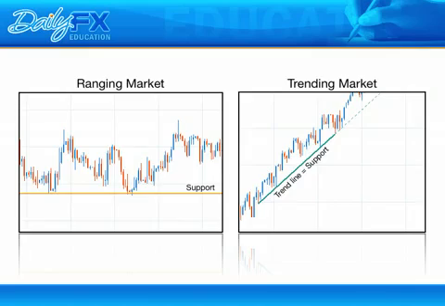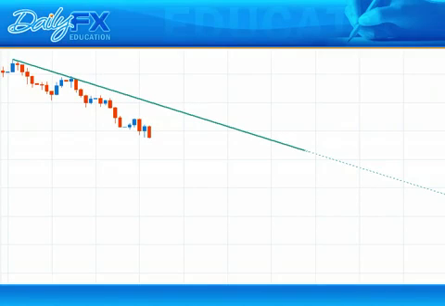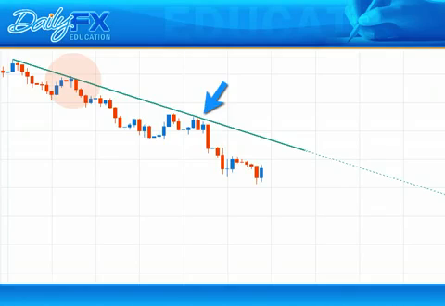Resistance, similar to support, is the price level at which selling is thought to be strong enough to prevent the price from rising further, and the logic dictates that as the price advances towards resistance, sellers become more inclined to sell and buyers become less inclined to buy. By the time the price reaches the resistance level, it's believed that supply will overcome demand and prevent the price from rising above resistance, like you can see here in this example.